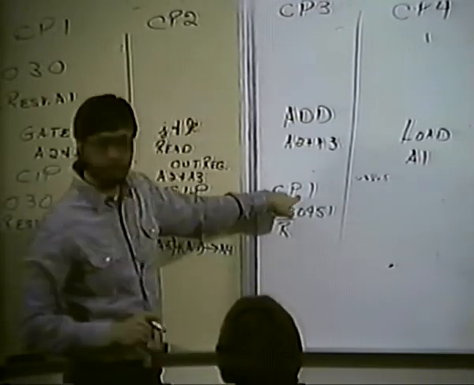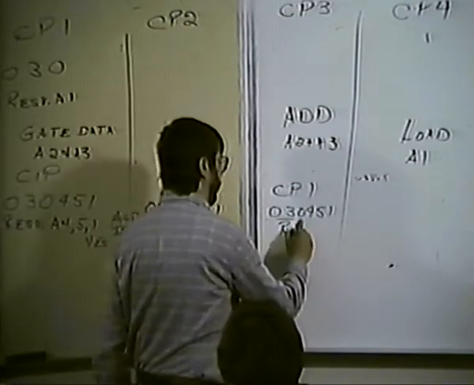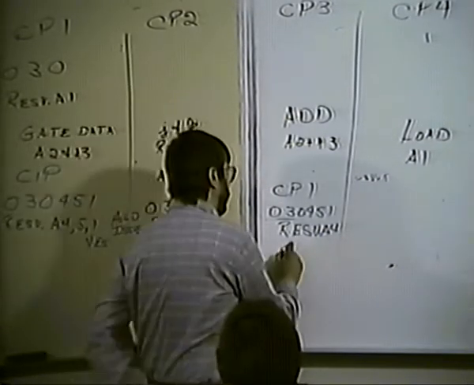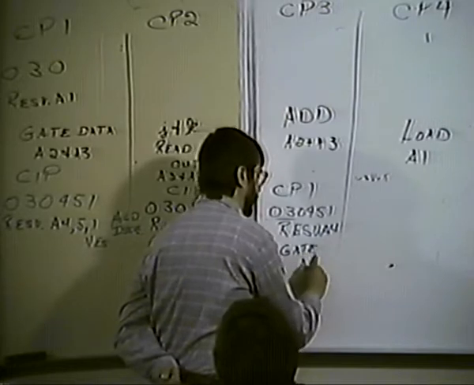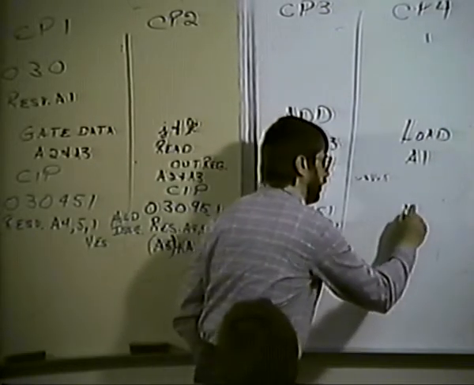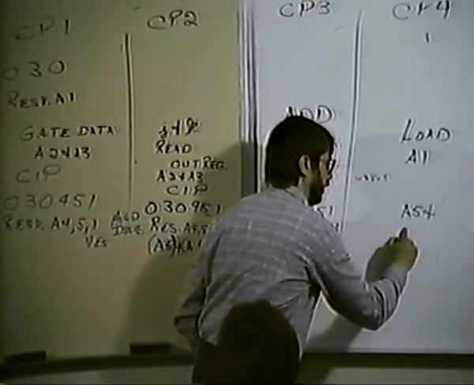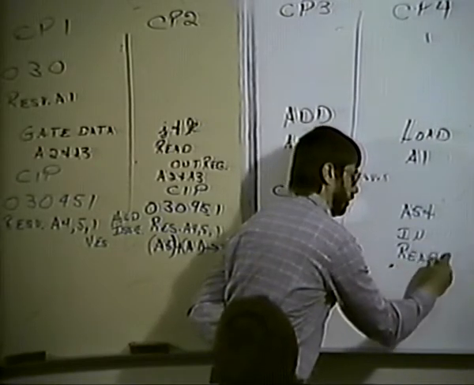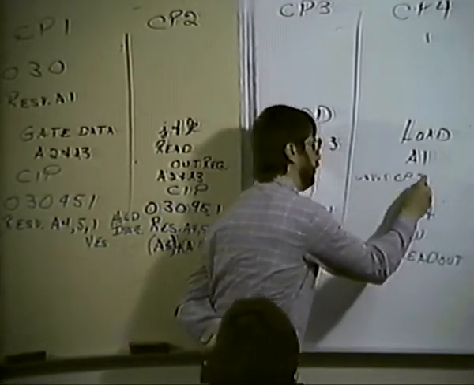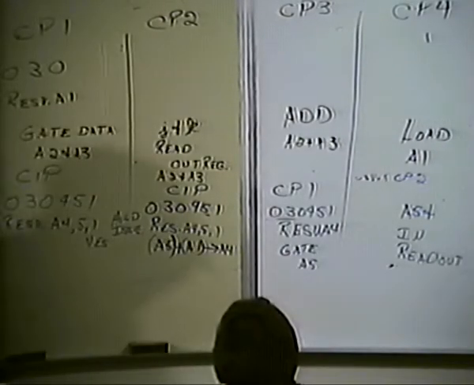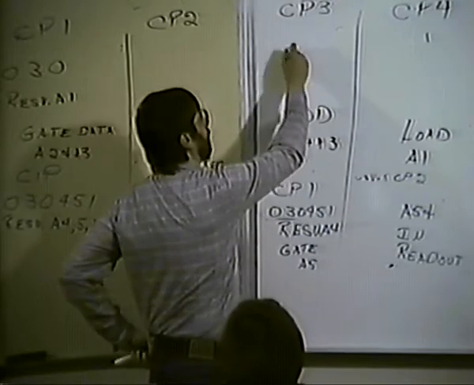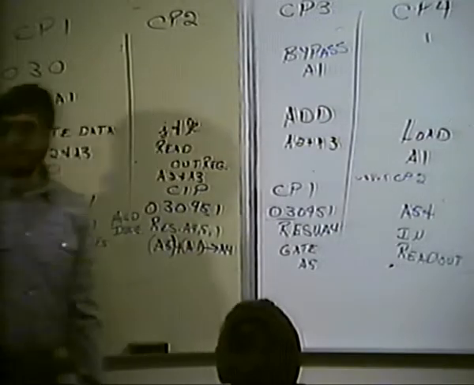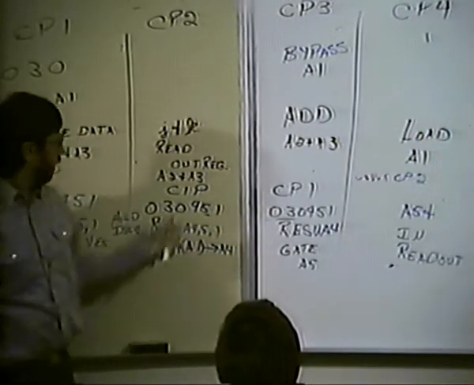Okay, when this instruction moves to clock period 1, we're going to reserve A4, right? At the same time, we're going to gate A5 so that right here, A5 is in the readout register. Now, all we have to do is make sure at this time we bring up a bypass signal that says bypass A1. We'll generate that because we were in CIP.